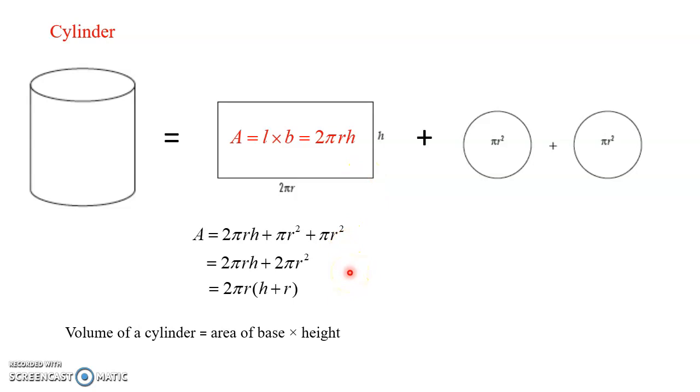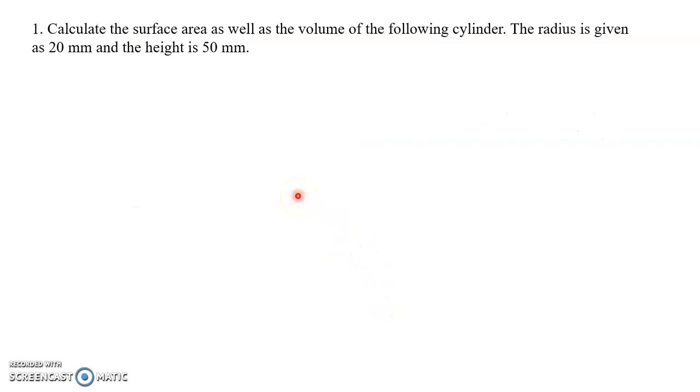The volume of the cylinder is always the area of the base multiplied by the height of the cylinder. In this case, the area of the base is pi r squared, multiplied by h. As you can see, the volume calculations are always much easier. Let's look at a simple example.